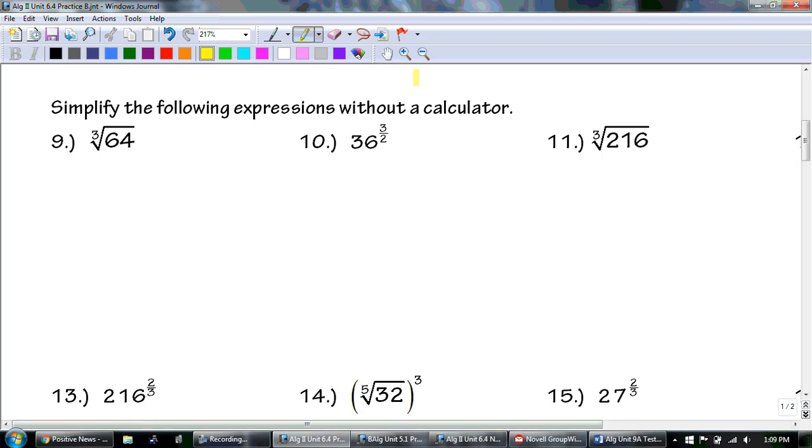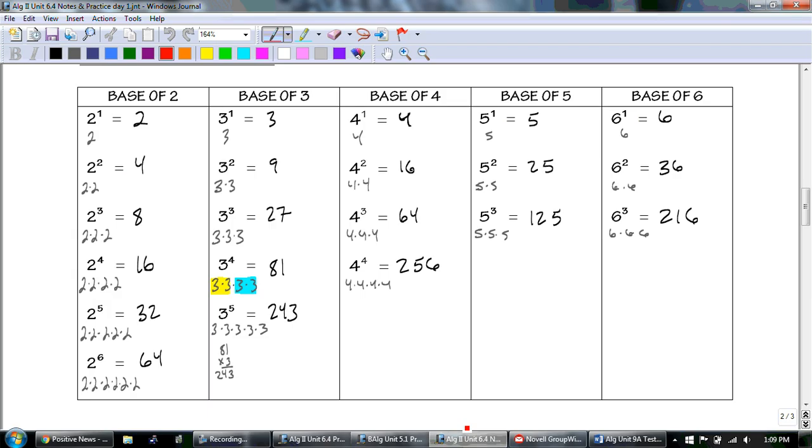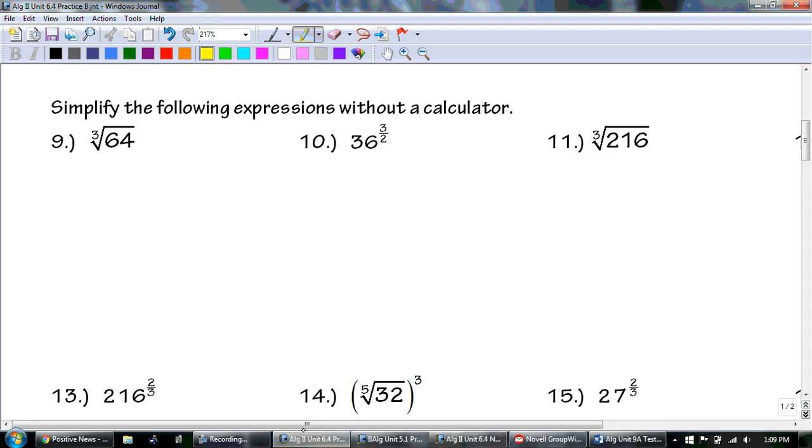Now simplify the following expressions without a calculator. Just remember I told you that this worksheet is going to be your new best friend. We went through and filled it all out together. We did it in class. There's probably one up on the board as well in the classroom. So just remember, this is your best friend. Don't forget about it.